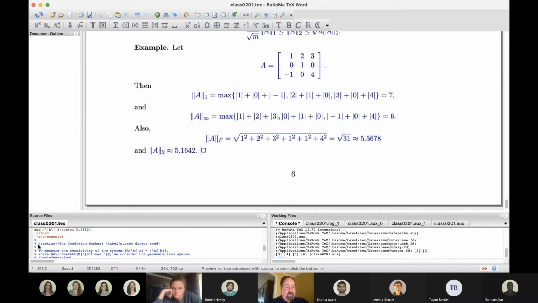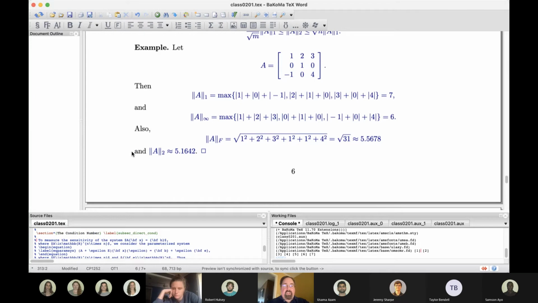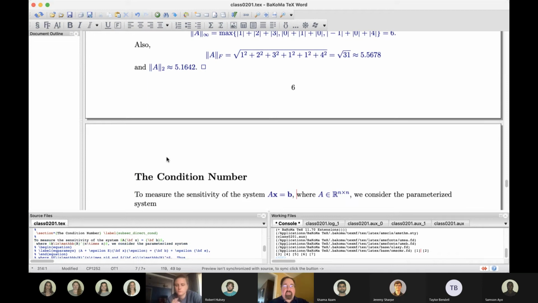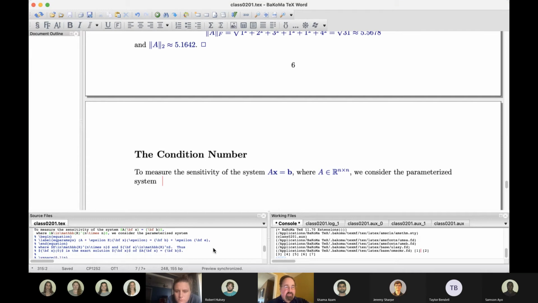Now what we're using all this for is to understand the sensitivity of a problem solving AX equals B. That takes us to the condition number. So if A changes or B changes, how does that change the solution X? Now, if A or B change by a small amount, can we be sure that X only changes by a small amount? Or can we have some idea of how much it changes?